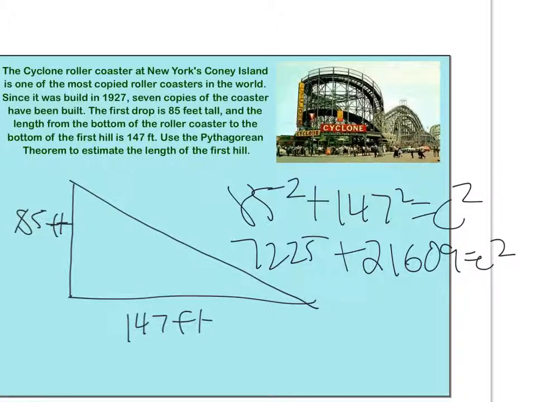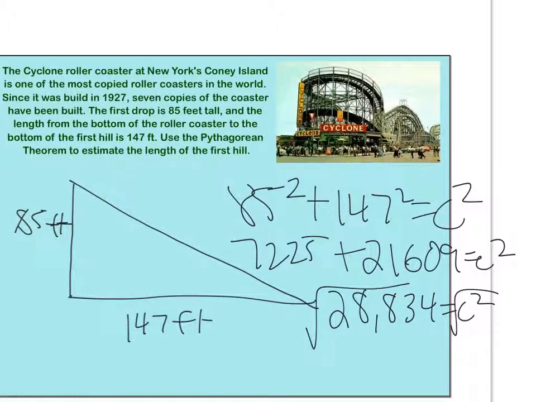So 21609 plus 7225 is going to give me 28,834. But now, that's not my answer. I need to take the square root of both of those. So if I take the square root of that, I'm going to get 169.806. So this is going to be approximately 170 feet to the first drop-off.